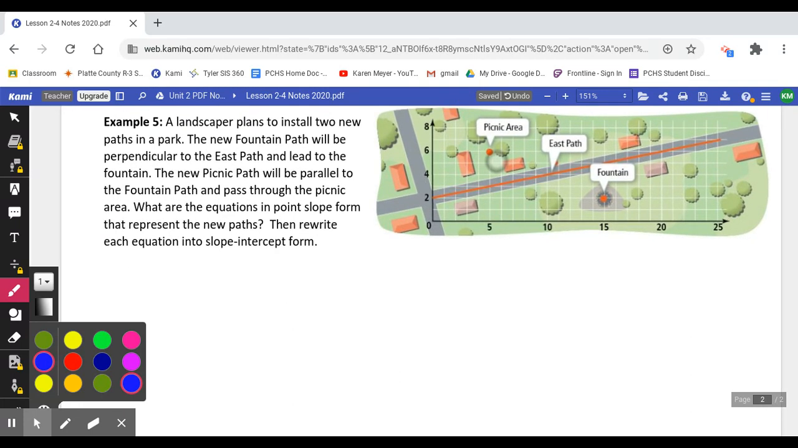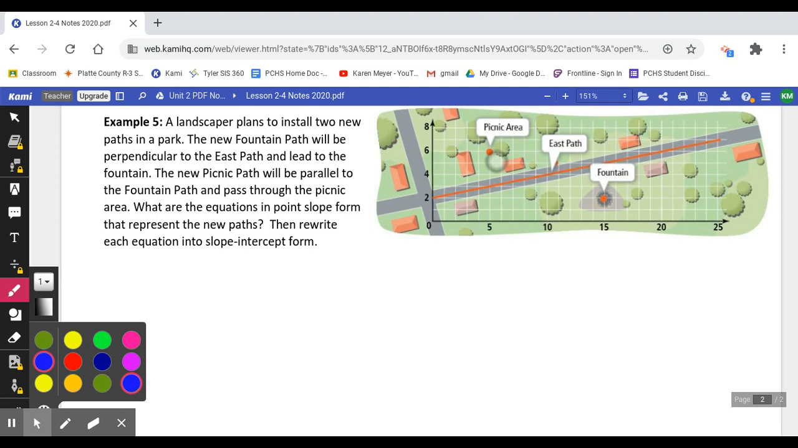Okay, on the last question, it says a landscaper plans to install 2 new paths in the park. The new fountain path will be perpendicular to the east path and lead to the fountain. The new picnic path will be parallel to the fountain path and pass through the picnic area. What are the equations in point slope for each? And then rewrite each into slope-intercept form.